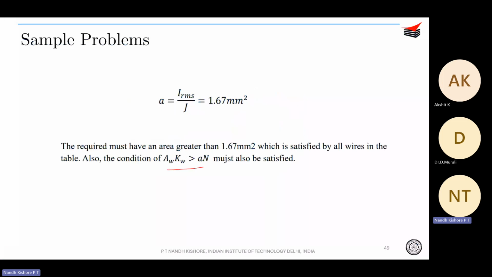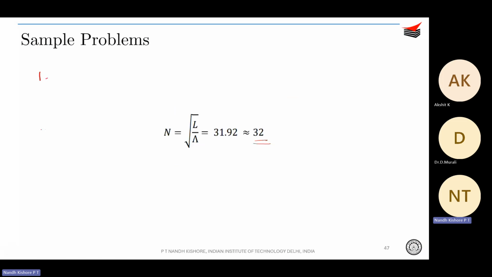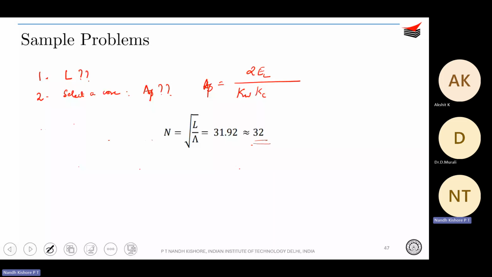Okay, again, there is a boost converter problem, wherein what were the aspects of this question? Find out what is L. Second, choose, select the core, as in find out the area product. You know, area product is basically 2EL divided by KW, KC, J into delta B. That is your area product.